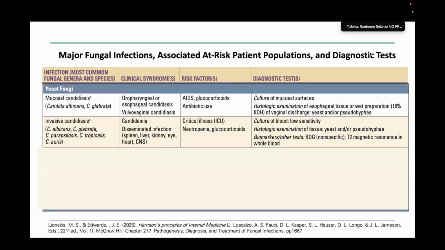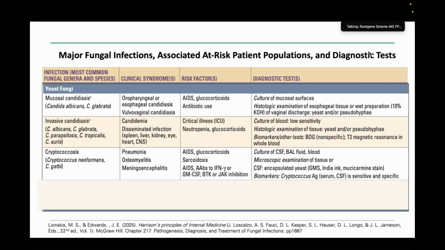Or you can also use biomarkers as an adjunctive diagnostic test, your beta-D-glucan, or even your T2 magnetic resonance in whole blood. So which means there's a way of increasing the detection of your Candida in the blood by looking at this T2 magnetic resonance as a biomarker.